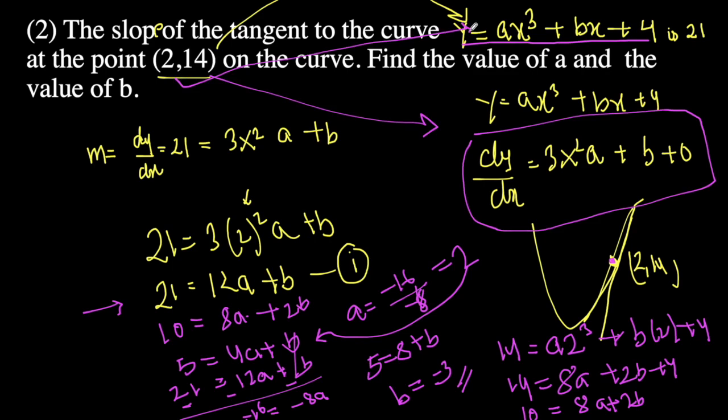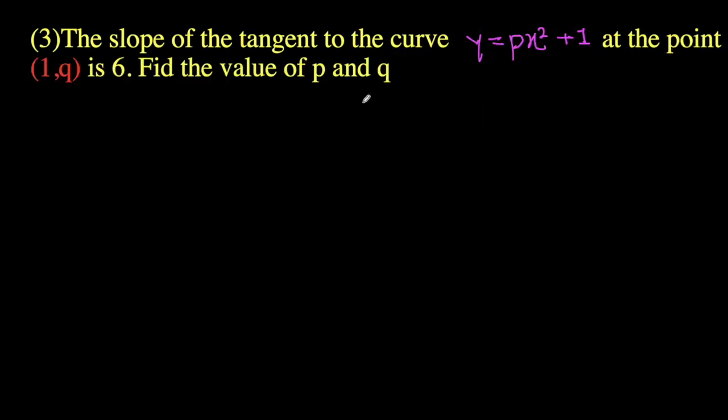So this is the way if the question is like this: slope is given, the point is given, and the equation is given in this form. Hope you understand this question also. Now let's move to a final question. The slope of the tangent to the curve at the point (1, q) is 6.